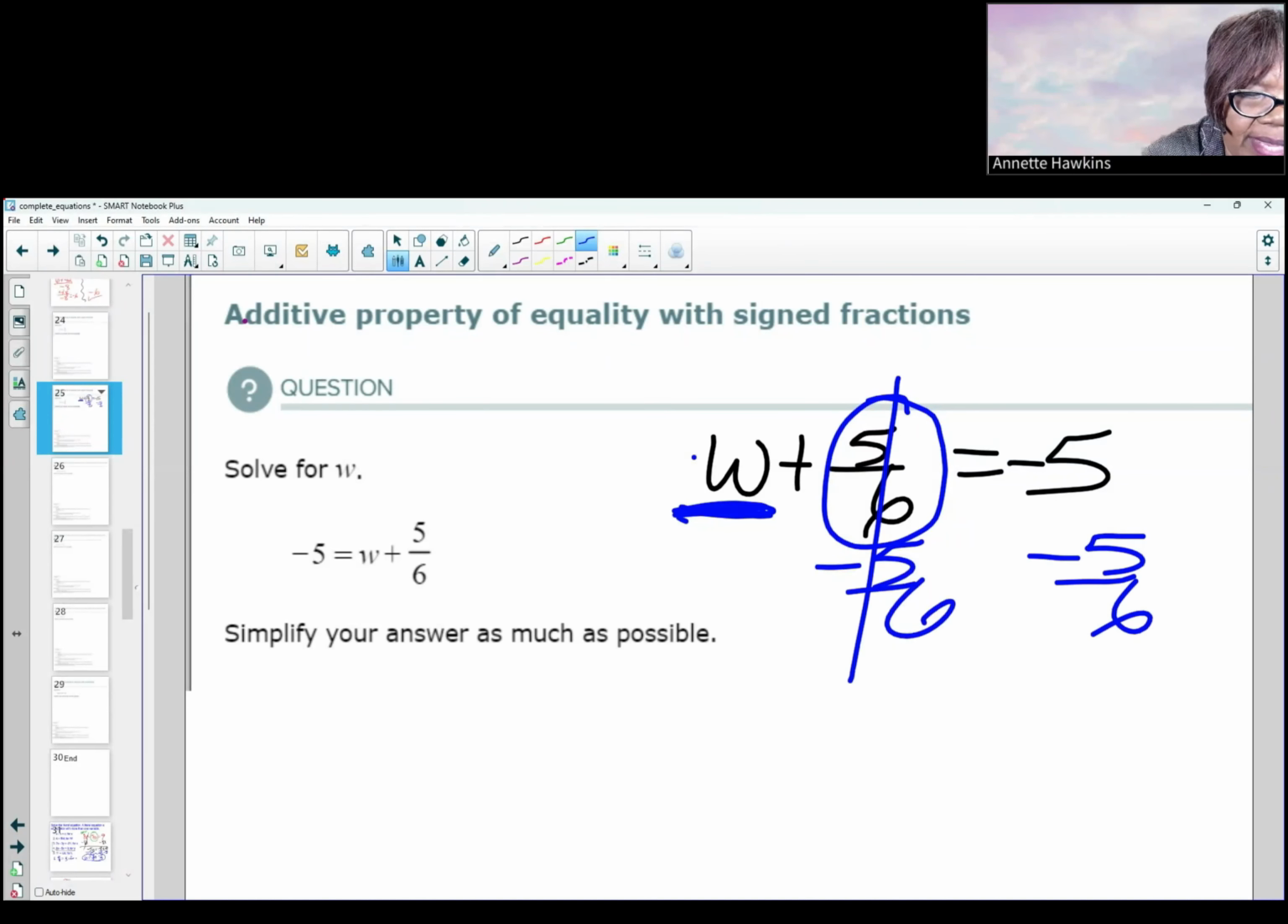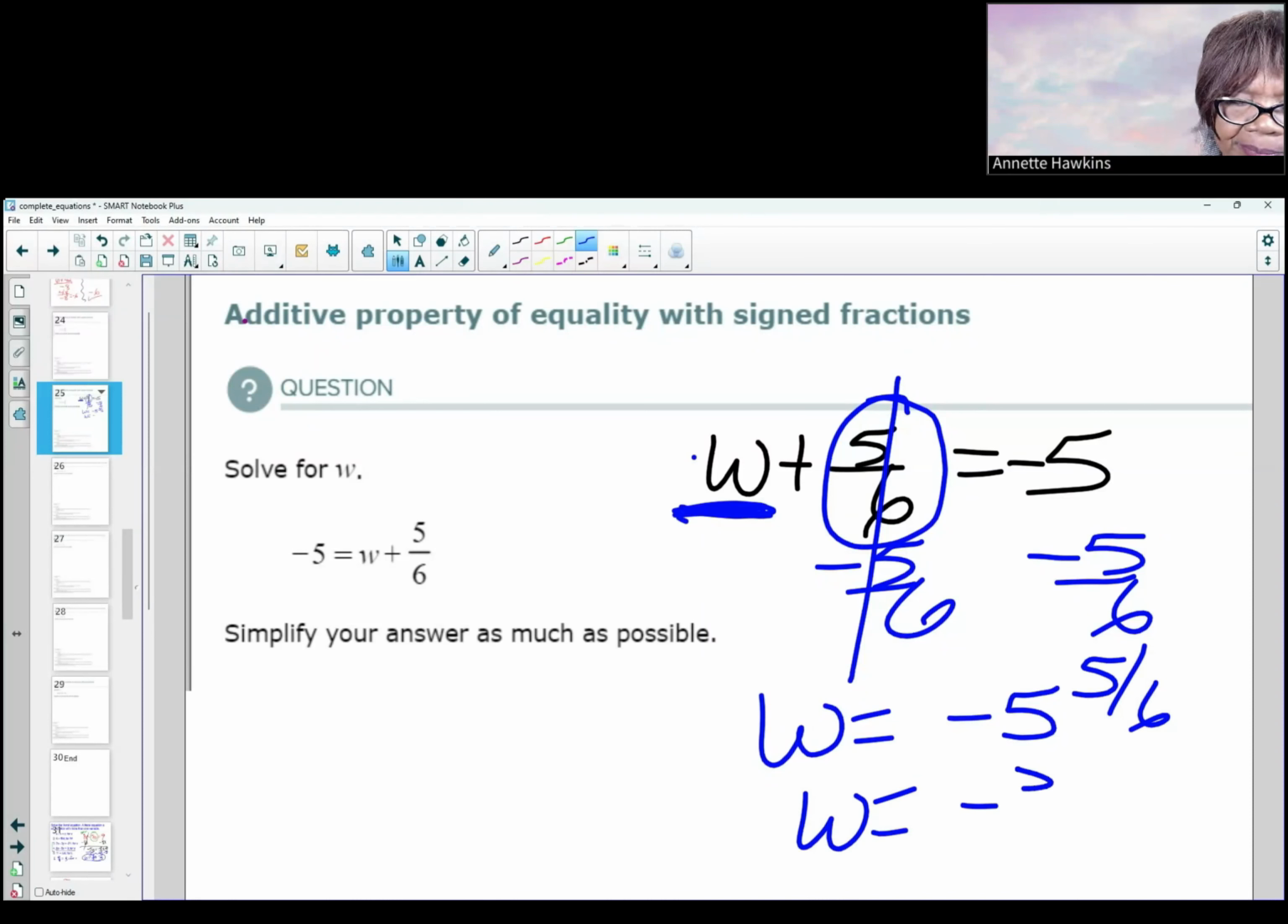And so this cancels, and so W equals -5 and 5/6. And we would change this to an improper fraction. Okay, -35 over 6. Okay.